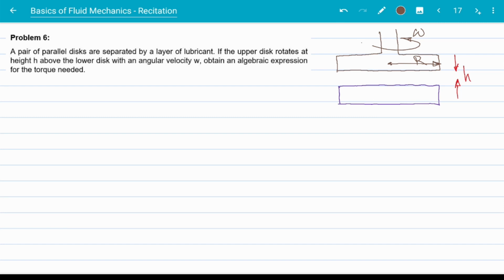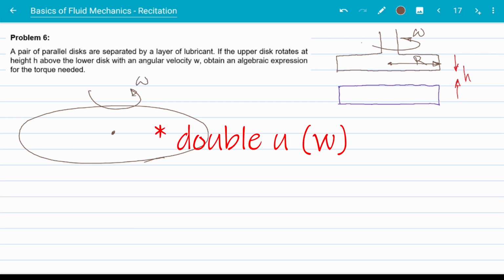Okay, so let's take a look at this problem. So this is the top disc. It is rotating about its center. The center is not moving. The entire disc is rotating about this center with an angular velocity of omega.